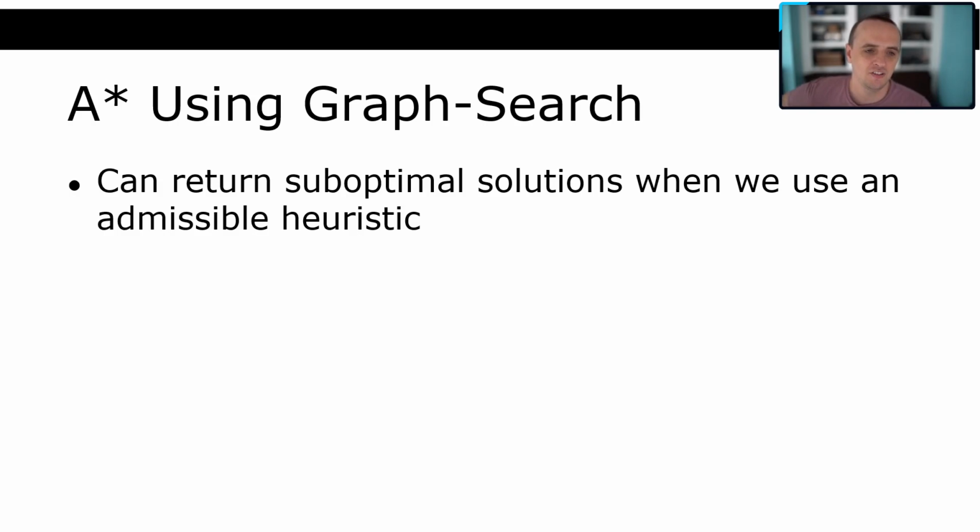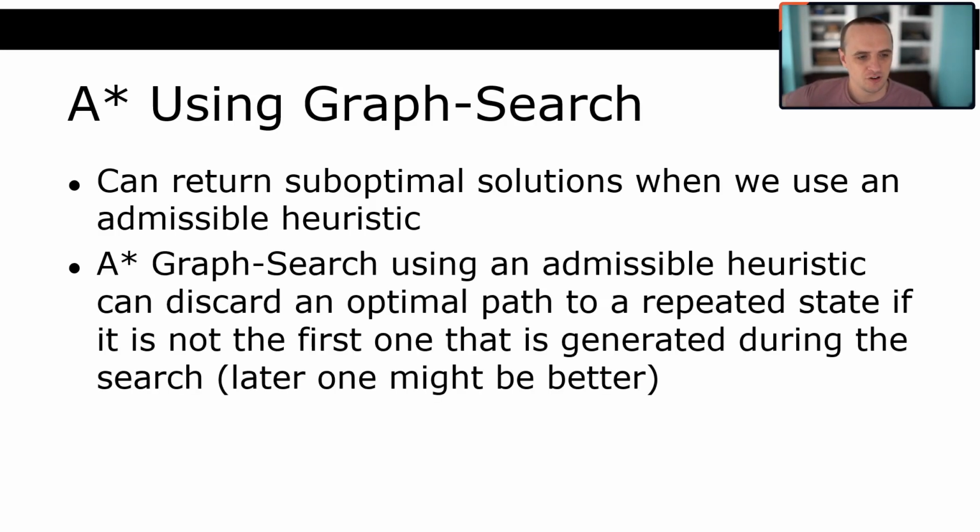However, A star using graph search can return suboptimal solutions even when we use an admissible heuristic. It turns out to be a little bit rare in practice, but it can. A star graph search using an admissible heuristic can discard an optimal path to a repeated state if it's not the first one that's generated during the search. I'm going to step through an actual example of A star running, and you'll see exactly what I mean by that in the future.